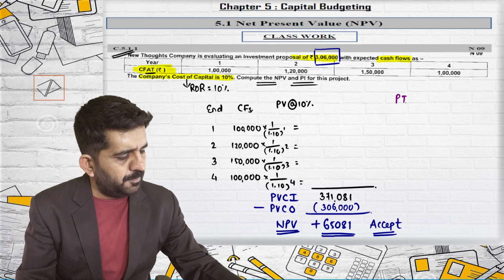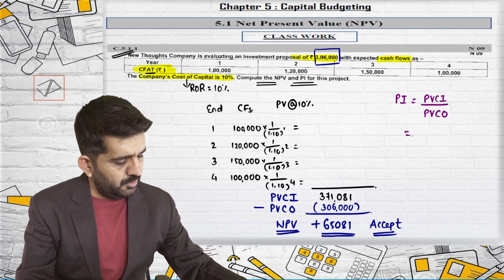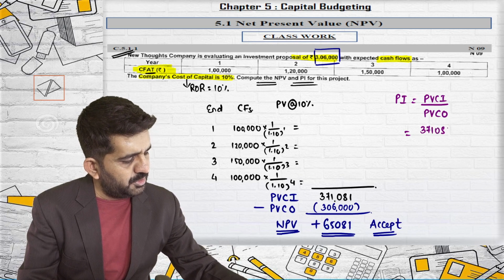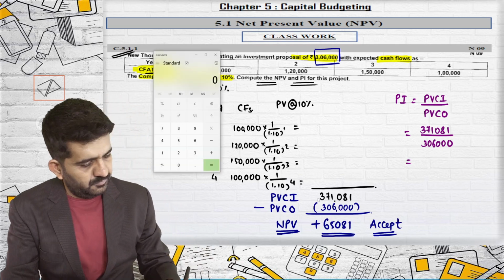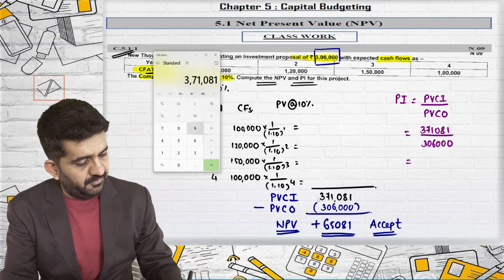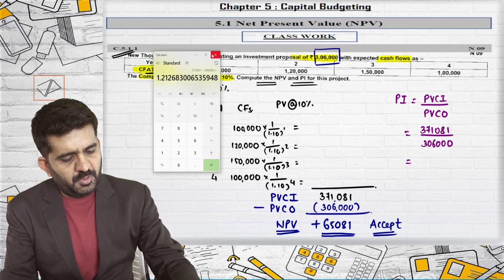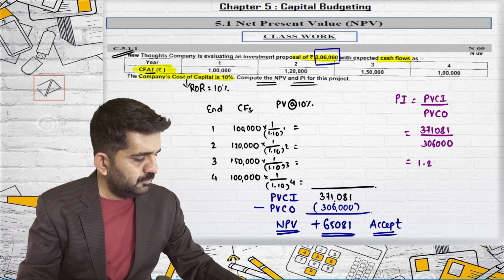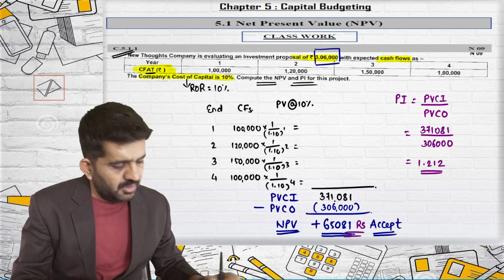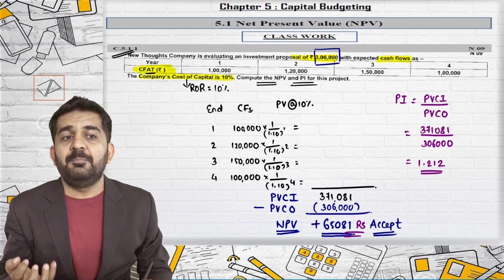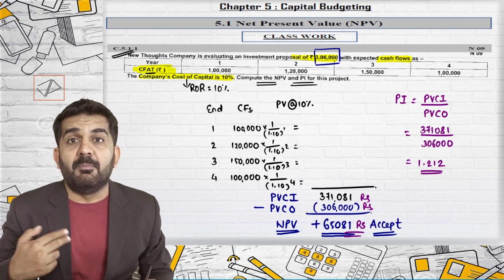I also need to find out PI. PI is present value of cash inflow divided by present value of cash outflow, which is 3,71,081 divided by 3,06,000. It is 1.212. In NPV, you can write down rupees. In PI, you should not write down rupees. NPV is in rupees because this is in rupees, this is in rupees. PI is not in rupees. It is just a multiple.